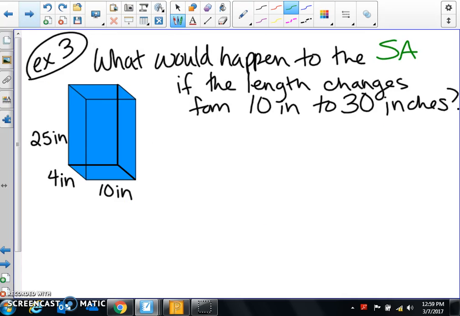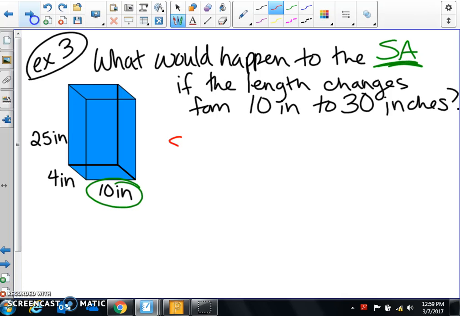Surface area is the exact same thing, except this time we're going to calculate what happens to the surface area. So once again, this is changed to 30, so it's tripled again. However, the surface area is not going to just be nice and tripled. No, that's only true for volume.